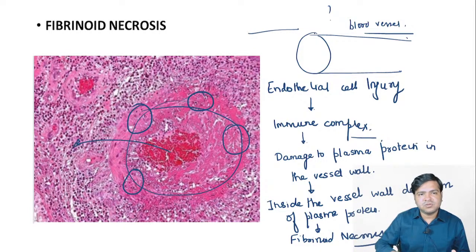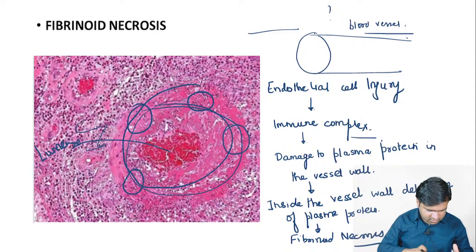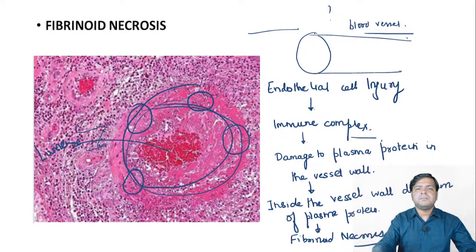This is the lumen which you can see. Around the lumen you can see the fibrinoid necrosis. That is the pinkish wall everyone has seen. Yes, perfect. Fibrinoid necrosis. And one example I think one of you has given me.